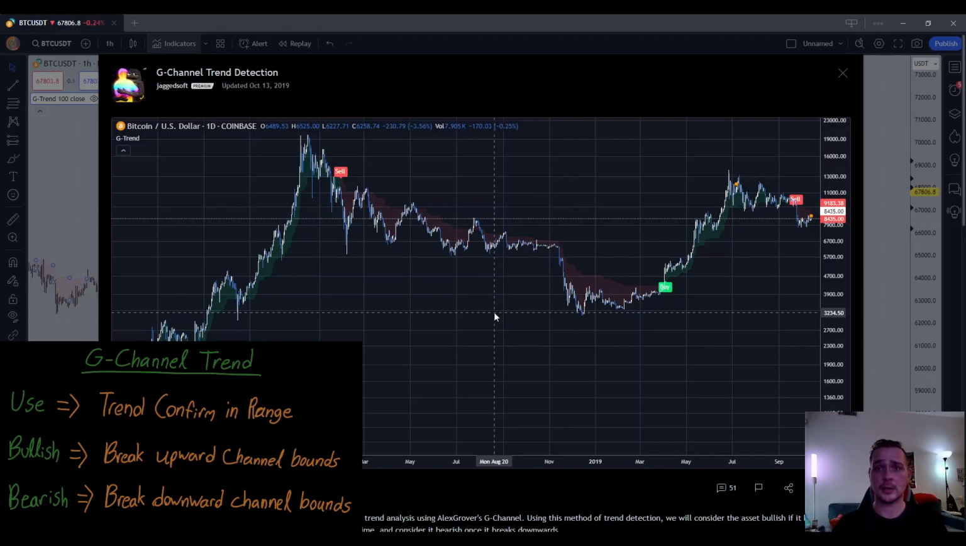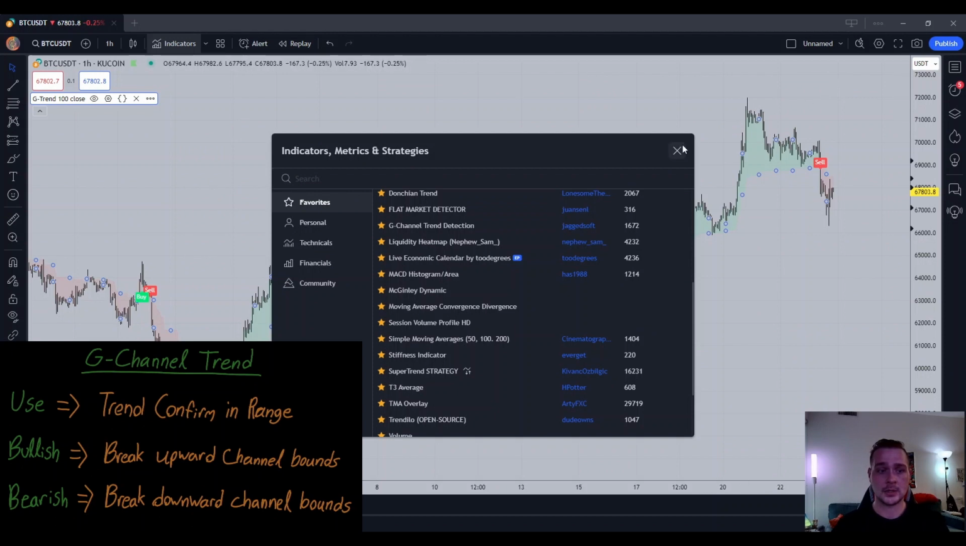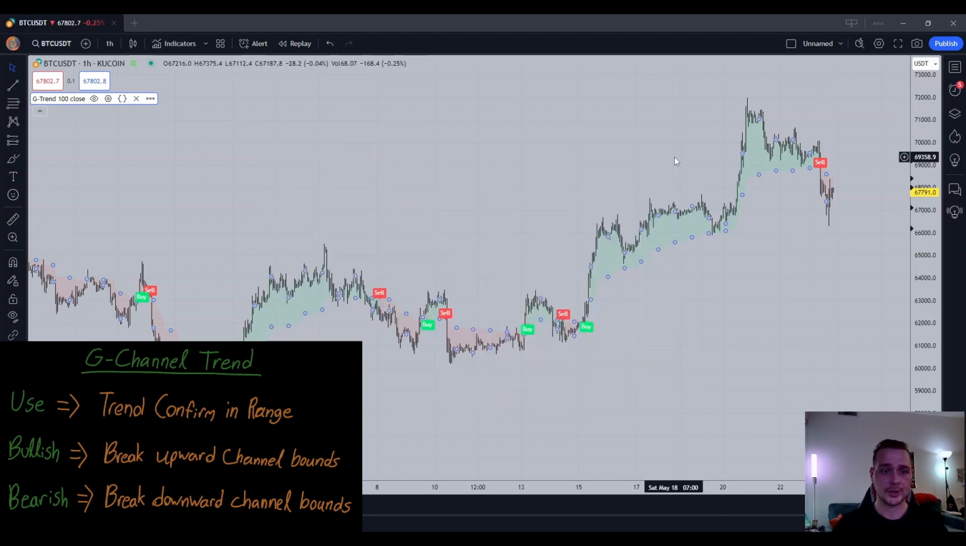So our first indicator is going to be the G channel. I have it up right here, and we'll include a link so you can get easy access to it. It's a dynamic approach that enables faster trend identification, early reversal detection, and precise visual confirmation when a market is in range.